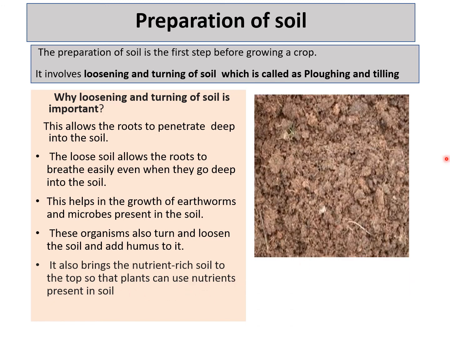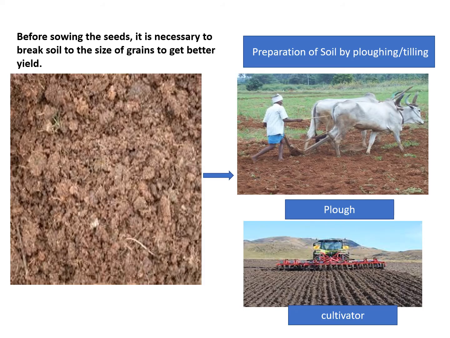So first, our soil is like this. It has got large, big lumps. So we have to loosen the soil and turn the soil so that we can grow crops in this soil. So remember, this is the first step in the preparation of the soil, right? Before sowing the seeds, it is necessary to break the soil so that the larger grains of the soil are broken down into smoother ones, right? To get a better yield. So the preparation of soil is done by plowing and tilling.